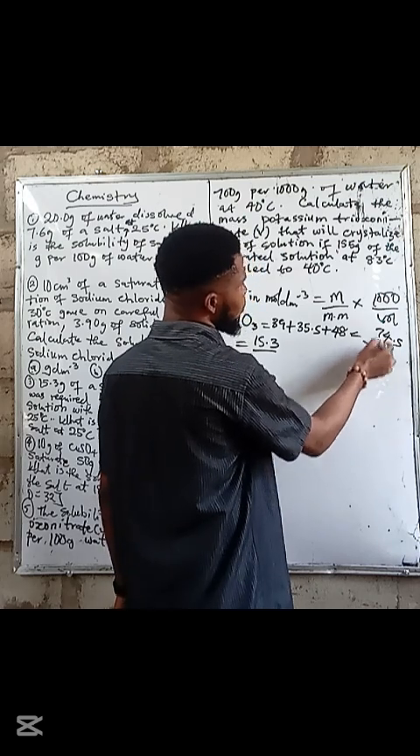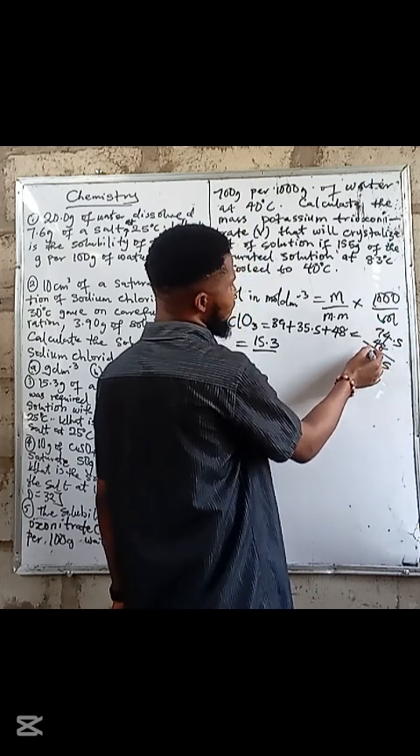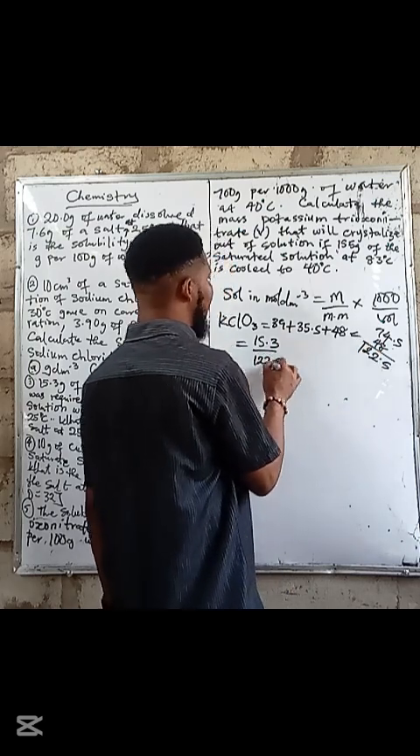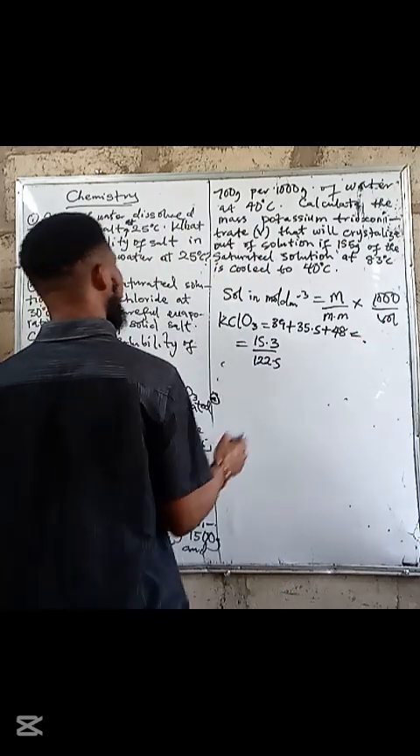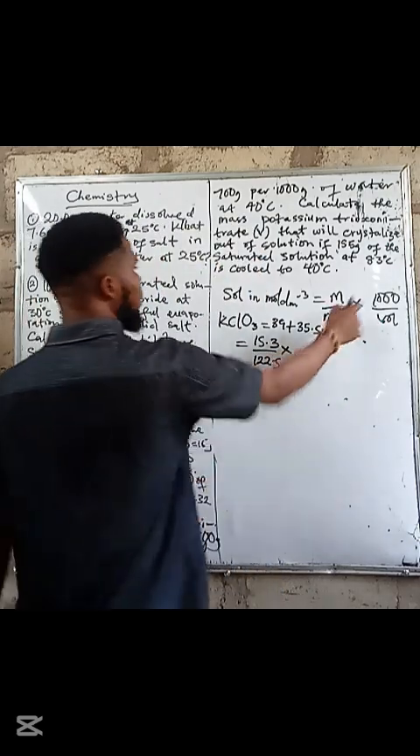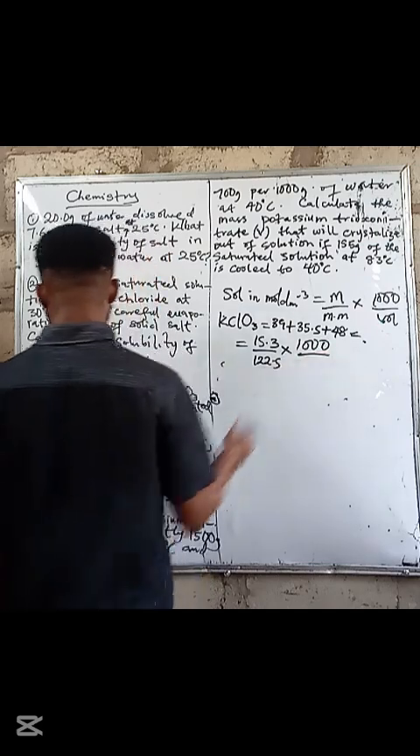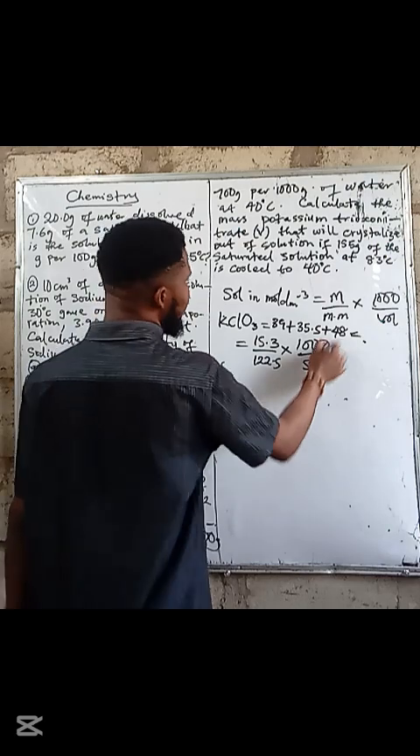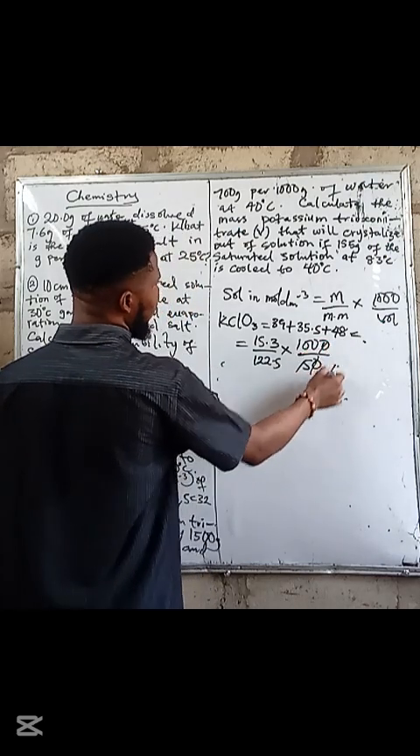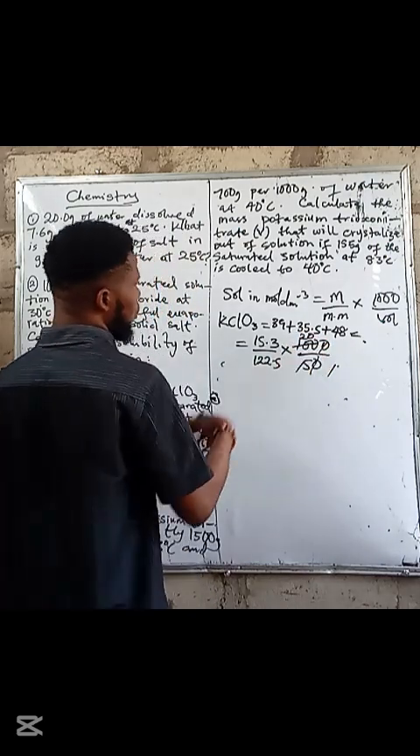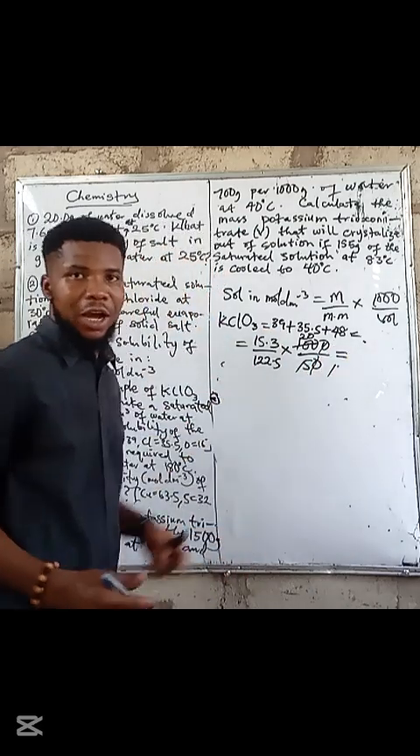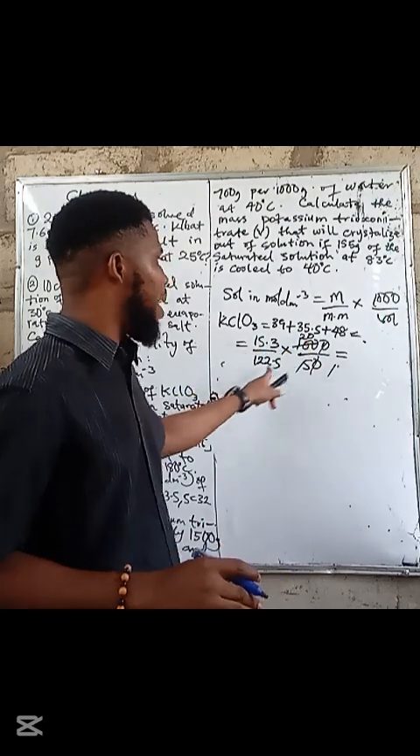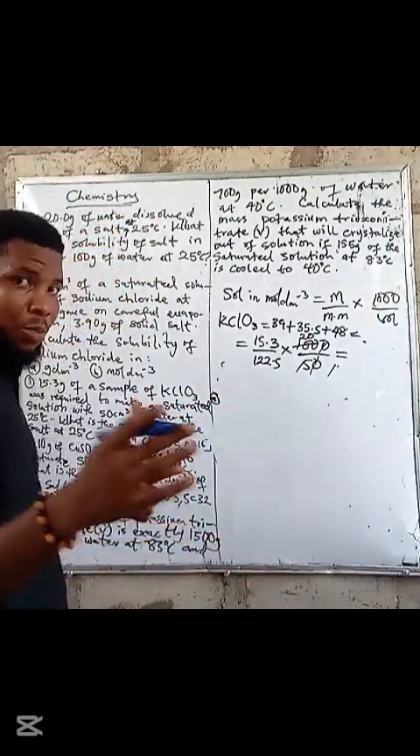So that would give us 122.5. Okay? Now, 122.5 times 1000, alright? Then the volume is 50. So what we have, this is 15.3 here, and 122.5 here, and 1000 over 50 is 20. So you can press your calculator and get your answer, okay? When you multiply this and divide by this, that will give you the answer. I hope you have your calculator, right?